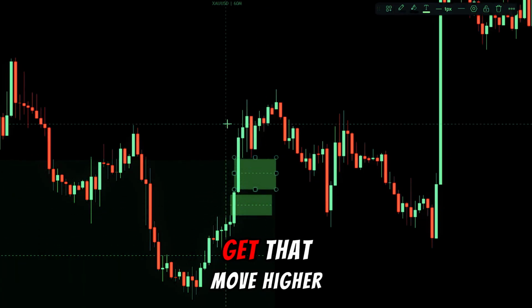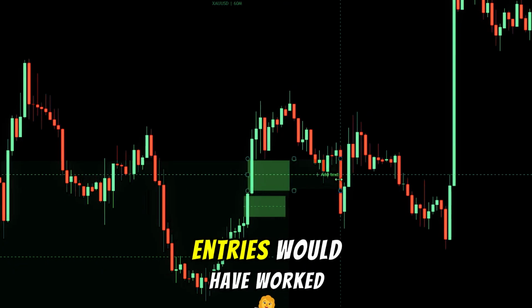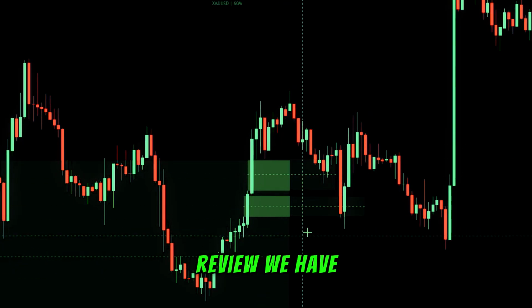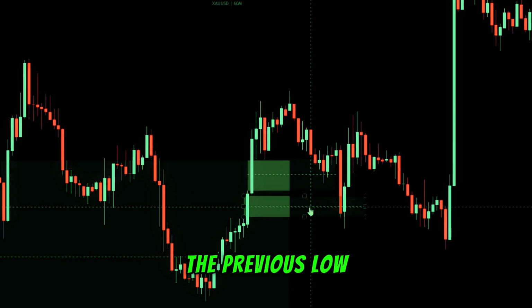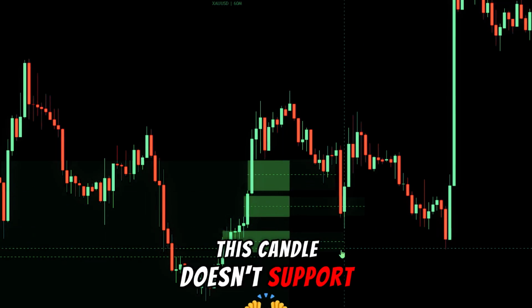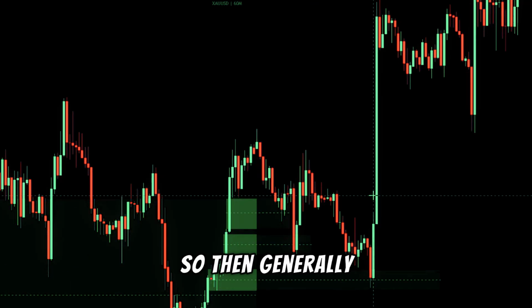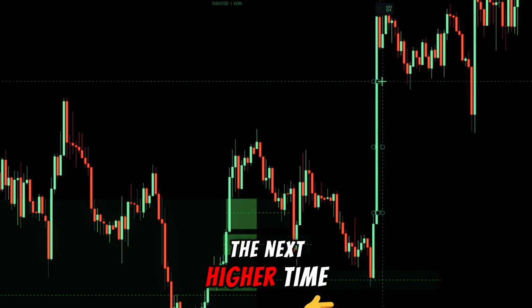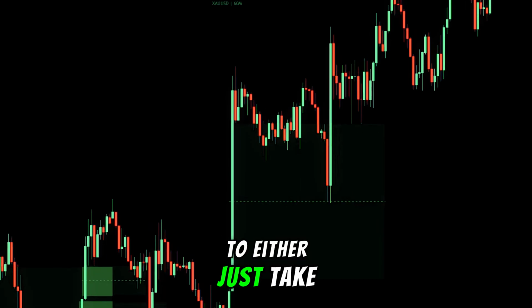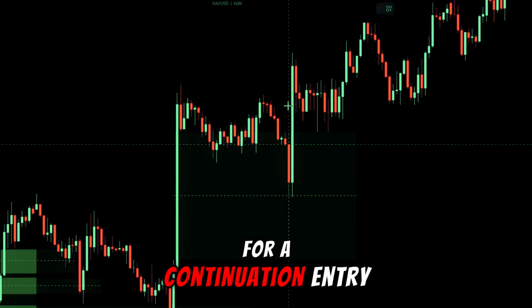And you can see we do get that move higher, and either of those entries would have worked. So just to review, we have the sweep of the previous low and inversion. This candle doesn't support expansion as it has a large opposing run. So then generally I want to wait for the open of the next higher time frame candle to either just take an entry or look for a continuation entry.